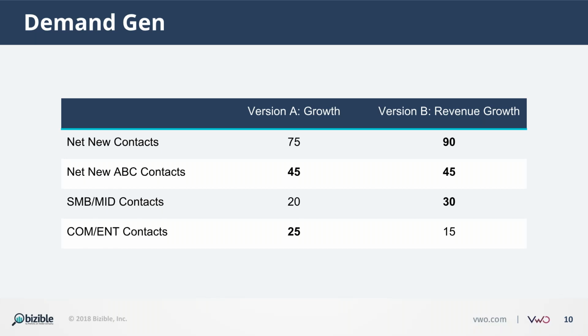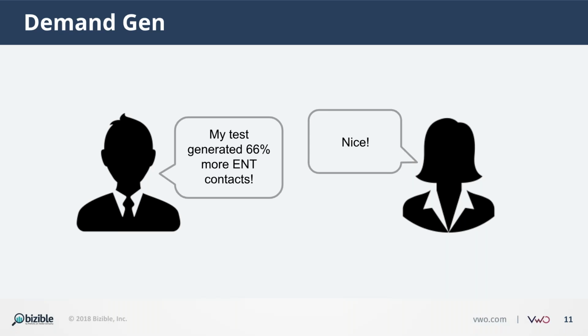So you can take these to your boss and say, hey, look what I did. I generated about 66% more enterprise contacts because of my test. This is great and more powerful than just CTA clicks alone. But still, as Matt Hines, the marketing guru, says, you can't buy a beer with leads. Lead volume still doesn't impress the C-suite.